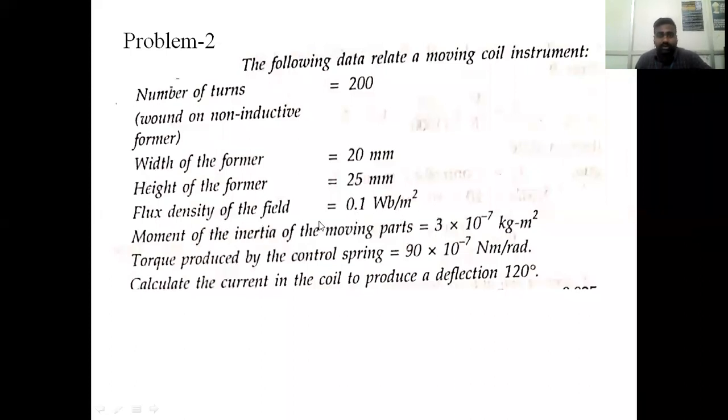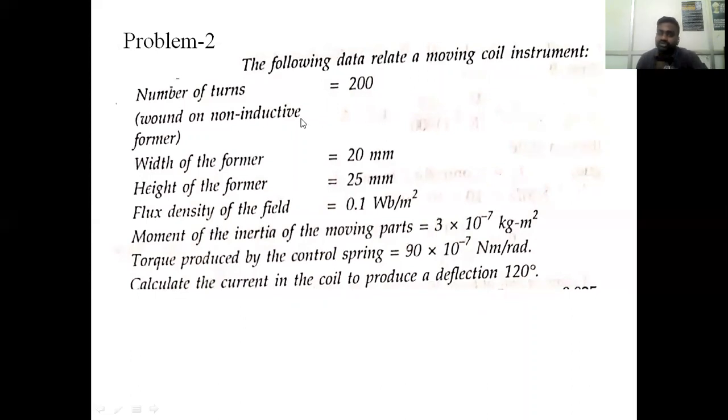The moment of inertia is 3 into 10 to the power of minus 7 kg per meter square, and the torque produced by the spring is 90 into 10 to the power of minus 7 Newton meter per radian. Calculate the current in the coil for a deflection of 120 degrees. So theta is 120 degrees. This is the problem we got.